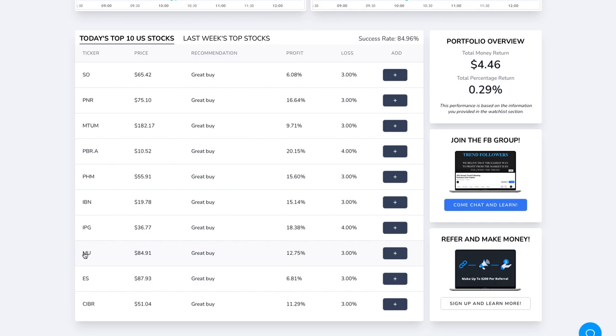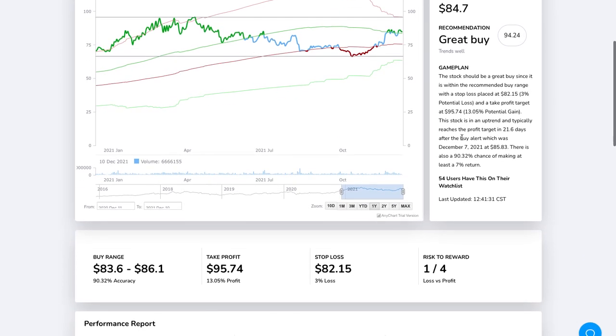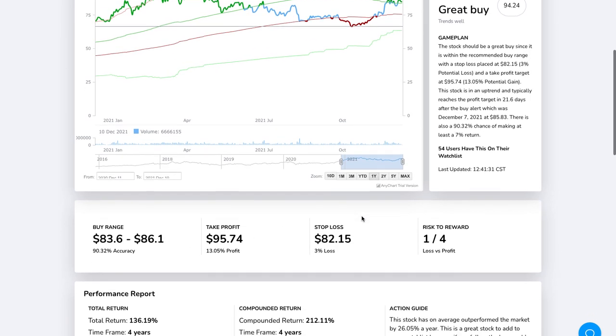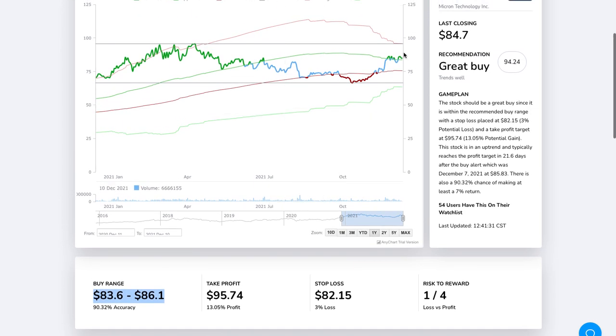Okay. So I'm going to click here. I'm going to check out MU. So MU is a great buy. It trends well. We are within our ideal buy range. And this is how we know where to buy and where to sell. Okay. How do I know this? Because I say my buy range is here, which is what we are currently in.